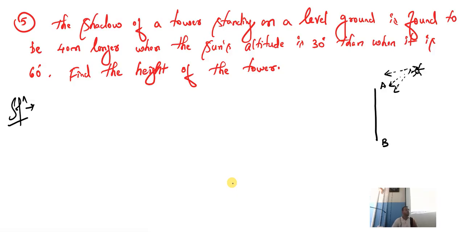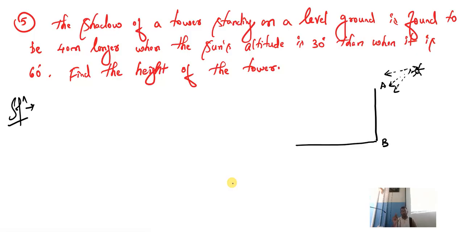Sun rays will fall on the building. Now this is my ground. Clear? AB is the building, and from B to some point, I am not mentioning which point, it is the ground. On the ground we have a building.